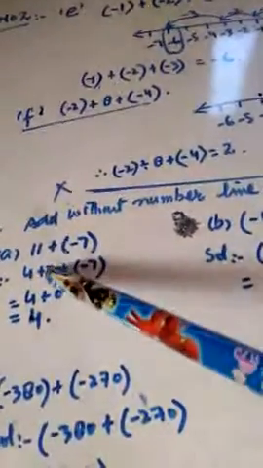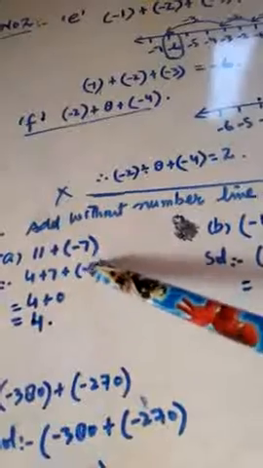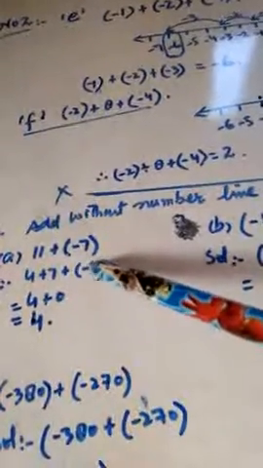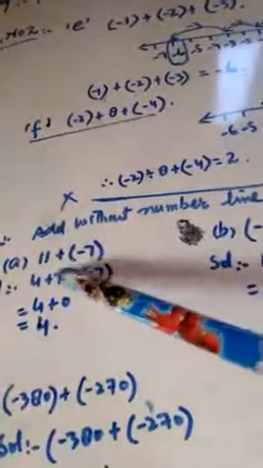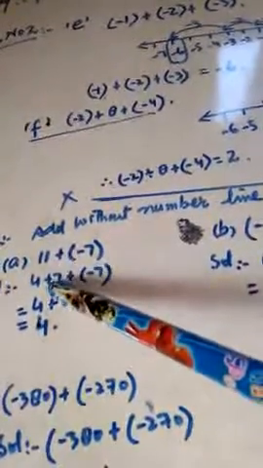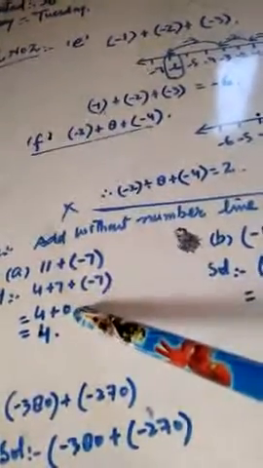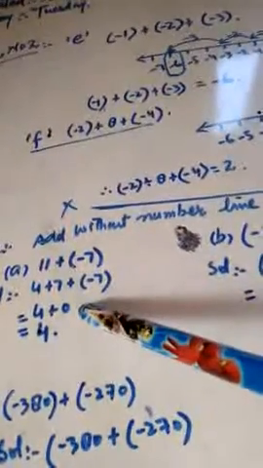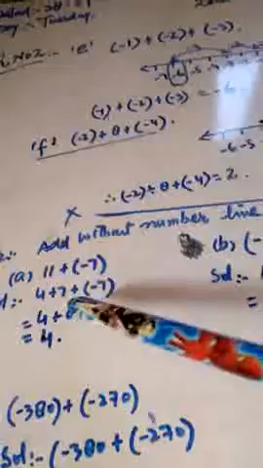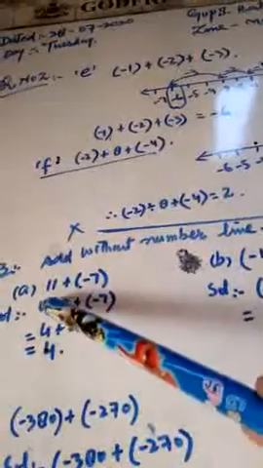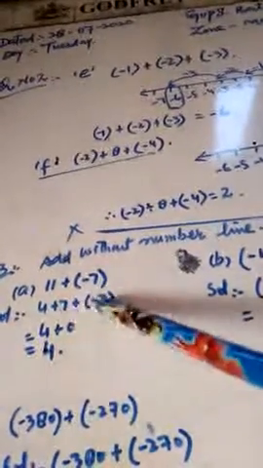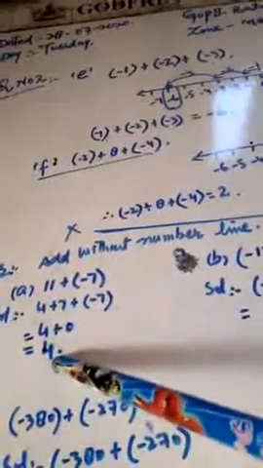They cut each other. They will be equal to 0. When we have two integers, the same integer with different signs, one having a plus sign and one having a minus sign, their net result is always equal to 0. So we can write here 4 plus this, their result is equal to 0. 4 plus 0 is equal to 4. This is our result.